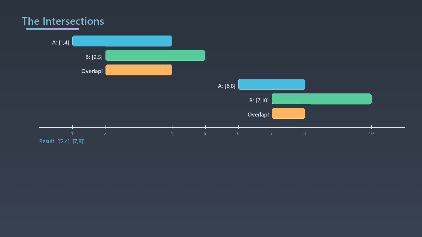Here are the overlaps. Interval 1 to 4 from A and 2 to 5 from B overlap at 2 to 4. And interval 6 to 8 from A and 7 to 10 from B overlap at 7 to 8. So the answer is 2 to 4 and 7 to 8. Simple, right? But how do we code this efficiently?